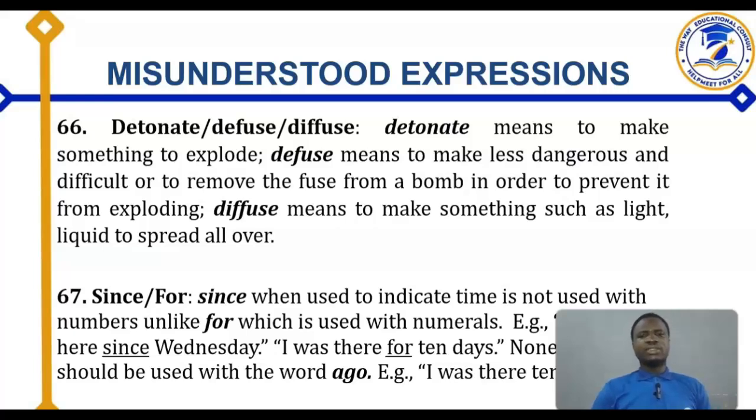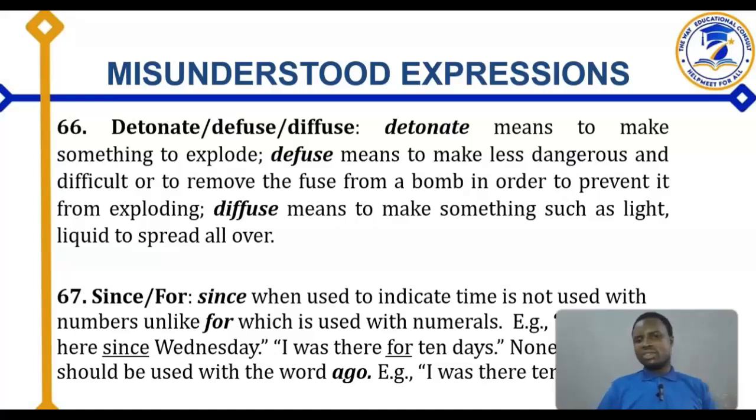Number 67 is since and for. How do you use them when you indicate time? Are we together? Since is not used with numbers, while for is used with numbers. "I have been here since Wednesday." You didn't mention a number; you only mentioned the specific day of the week. Now, if you have to use for, you mention a duration. "I was there for 10 days." That means at this time you have left the place. I believe you've got the difference.